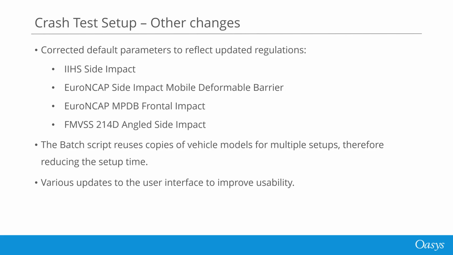These were the 2 big updates to the tool, but there are plenty of smaller tweaks as well. Firstly, we corrected some load case default parameters, such as barrier velocities or impact locations. You can see a list of the updated load cases on the screen. Secondly, the batch crash test setup script now reuses vehicle models if they are the same for multiple setups by copying the model rather than rereading it. This will speed up the setup process as it skips unnecessary rereads of vehicle files.